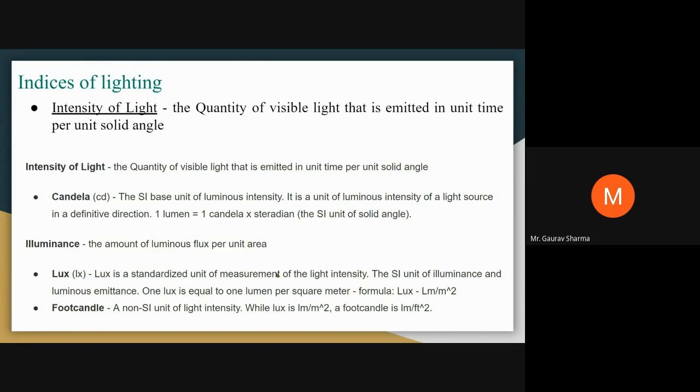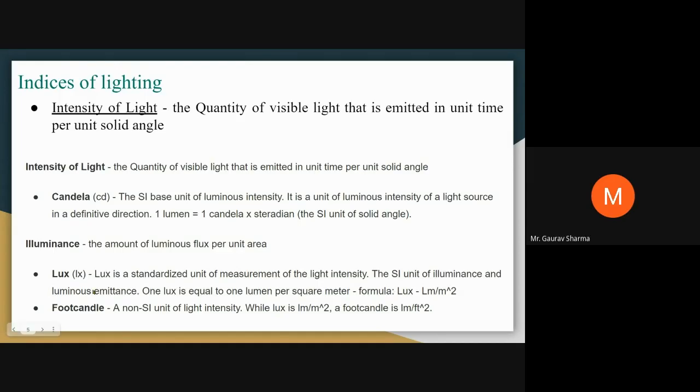Okay, standardized unit of measurement of the light intensity. So the SI unit of the illuminance and the luminous emittance is that 1 lux is equal to 1 lumen per square meter. Okay, 1 lux means what? It's equal to 1 lumen. That means this much amount of intensity over 1 square meter. That means 1 lumen intensity over 1 square meter is going to give us a value of 1 lux.